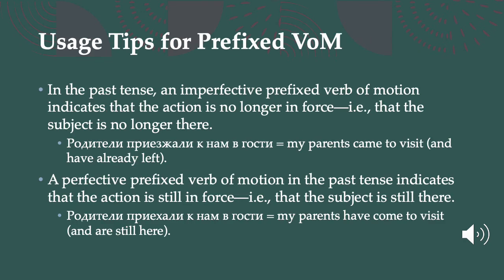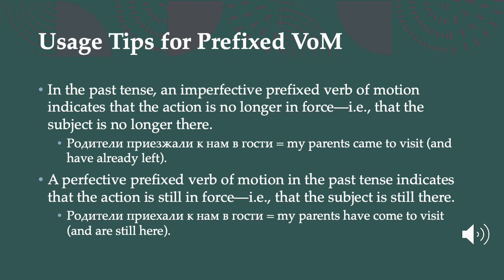Finally, let's go over a couple of quick tips for using prefixed verbs of motion. And the main thing to remember at this point is that in the past tense, an imperfective prefixed verb of motion indicates that the action is no longer in force, that the person is no longer there. So, for instance, if we say родители приезжали к нам в гости, my parents came to visit, it's imperfective, and so they have already left. They came to visit and then they left.